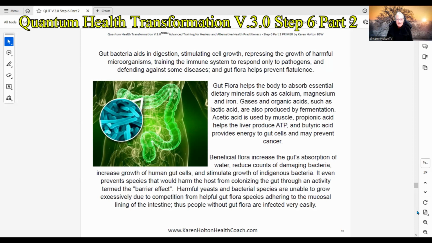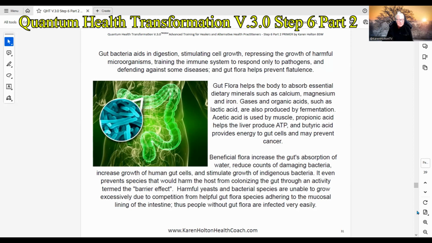Gases and organic acids such as lactic acid are also produced by fermentation. Acetic acid is used by muscle. Propionic acid helps the liver produce ATP, and butyric acid provides energy to gut cells and may prevent cancer. Beneficial flora increase the gut's absorption of water, reduce counts of damaging bacteria, increase growth of human gut cells, and stimulate growth of indigenous bacteria.